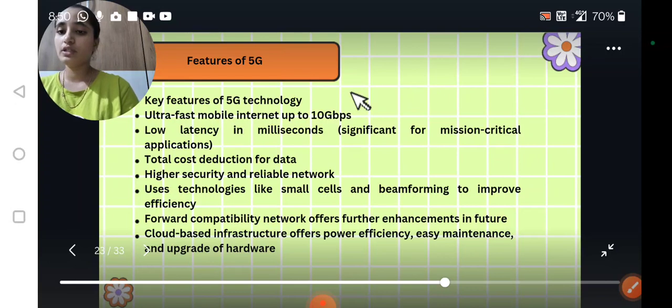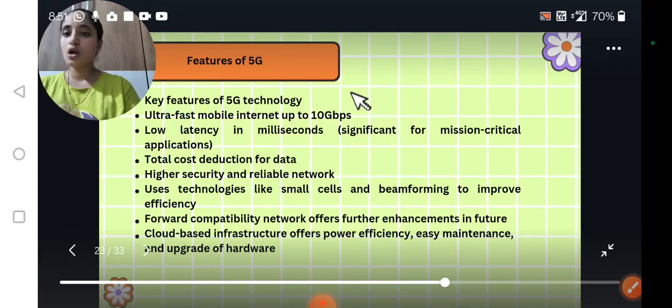Key features of the 5G technology are as follows: ultra fast mobile internet up to 10 gigabits per second, low latency in milliseconds, total cost reduction of the data, higher security and reliable network, uses technologies like small cells and beamforming to improve efficiency, forward compatibility network offers further enhancement in future, cloud based infrastructure offers more efficiency, easy maintenance and upgrade of the hardware.